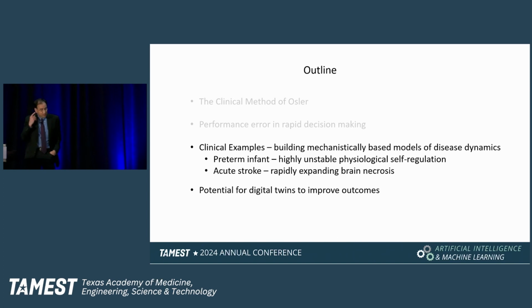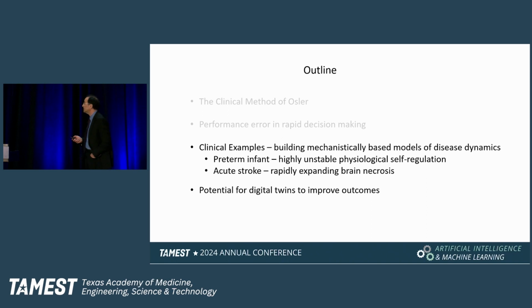So the next part is to give you some clinical examples of some things that the individuals that I acknowledged at the beginning were working on. These are extremely difficult problems, requires quite interdisciplinary expertise. And so I really want to emphasize this point here that the examples is to build mechanistically based models of disease dynamics into the anticipatory algorithms and computational methods to create what ultimately comes down to the potential for digital twins to improve outcomes. I want to really make that connection.